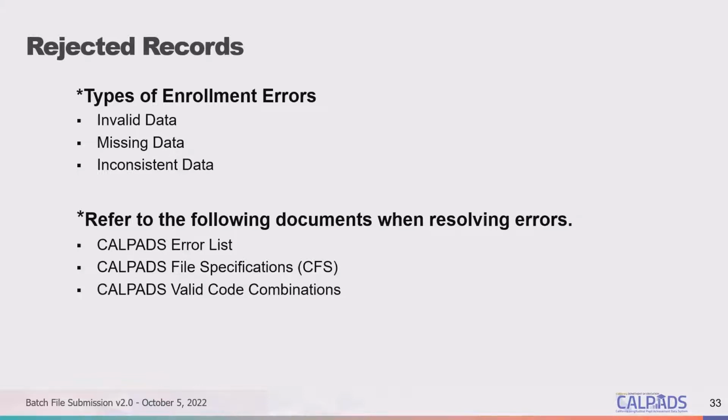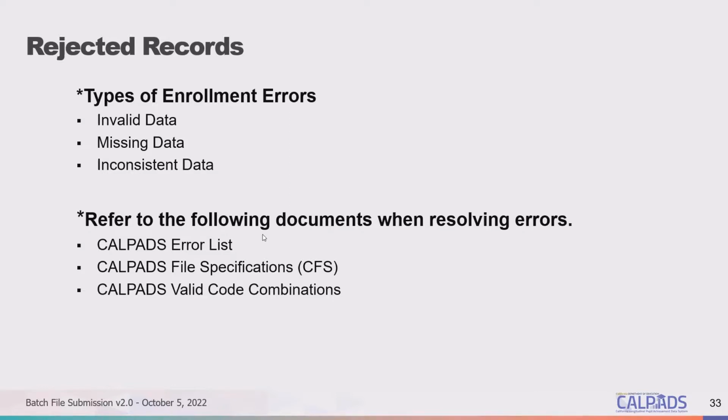Understanding what CALPADS wants, you can learn that from the CALPADS file specifications, or if it's a transaction method processing type difficulty or error, you could look at the CFS Word document. And then for Fall 2, the CALPADS valid code combinations document helps you quite a bit. The valid code combinations are not necessarily required for Fall 1, but for Fall 2, you'll come to find it's another great resource document.